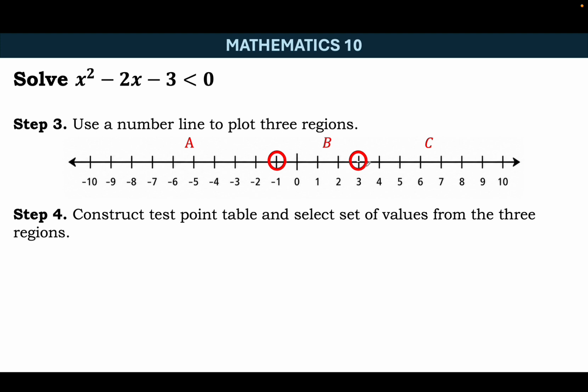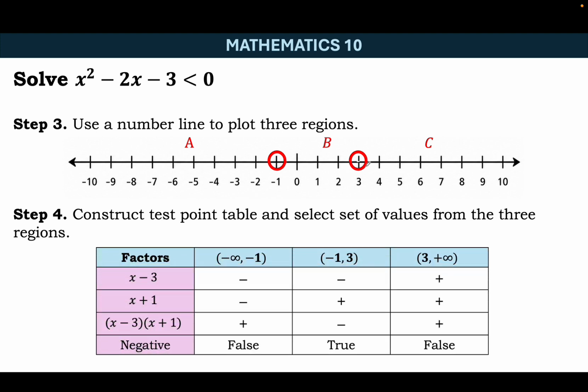Okay, so ano yung mga values na pwede natin i-select? Sa region A, negative infinity and negative 1. Region B, negative 1 and 3. And region C is 3, positive infinity. So, substitute lang ng values to determine the sign.